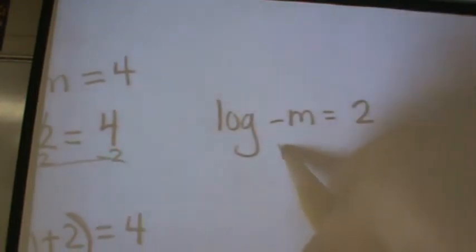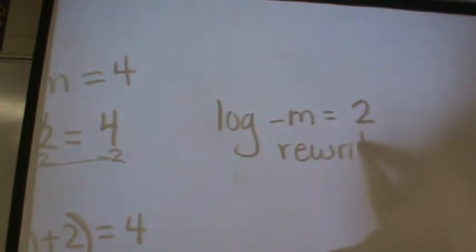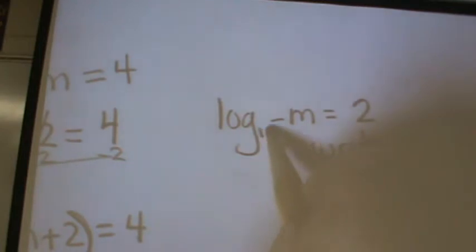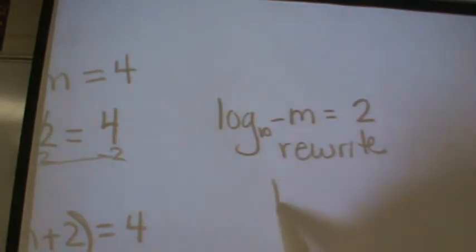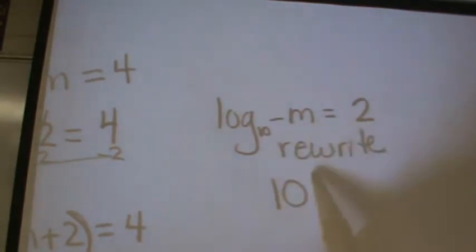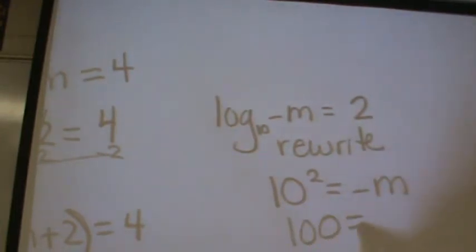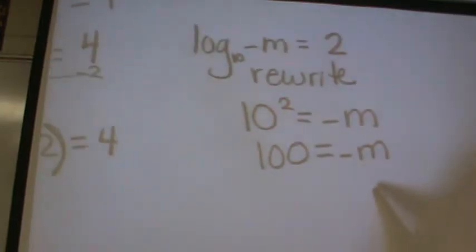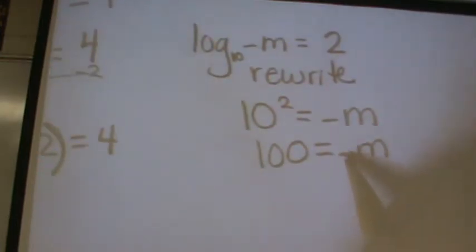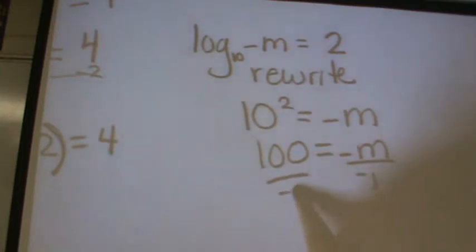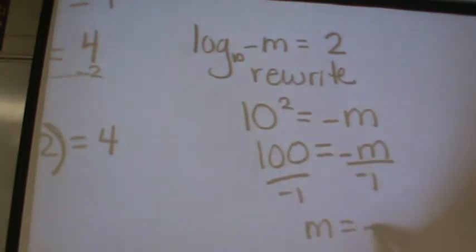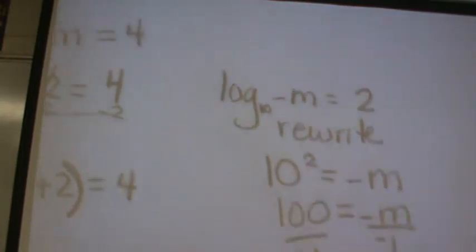Now rewrite it. How do you rewrite this? What's the base? 10. 10 to the what power? 2. What is 10 to the 2 power? 100. And then what do you do? Solve for m. Divide by -1. Yep. What's m? Negative 100. What answer did they say it was?